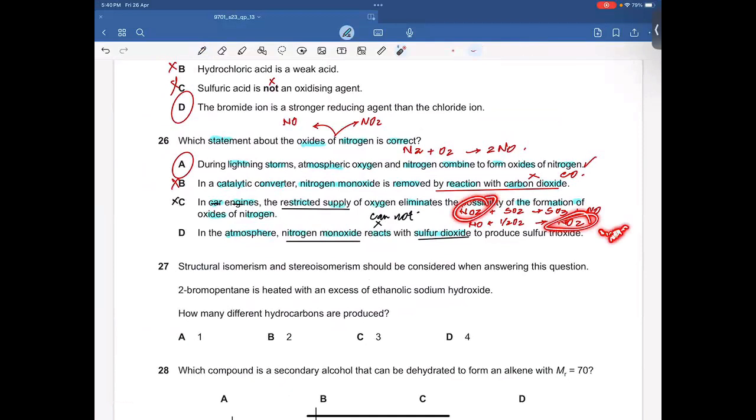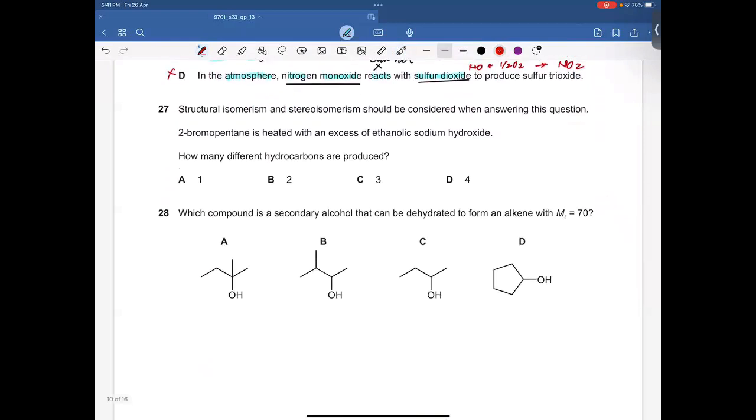We have discussed this in nitrogen and sulfur. We have discussed this whole mechanism, whole reaction in the reaction kinetics chapter as well, all right? So nitrogen monoxide cannot oxidize sulfur dioxide into sulfur trioxide, but NO2 can, which means D is also incorrect. Question 27.